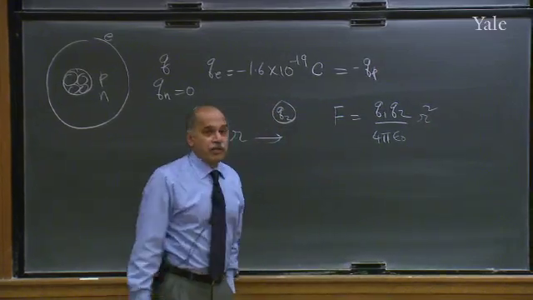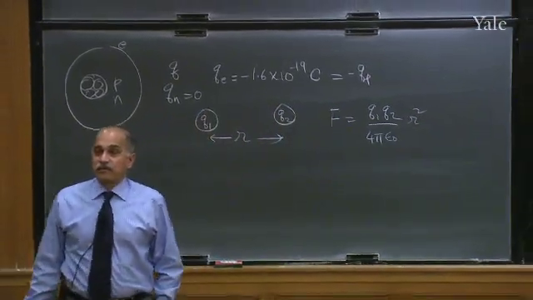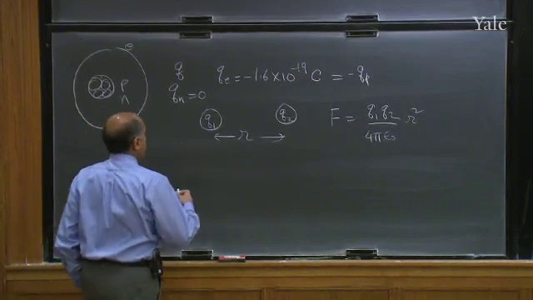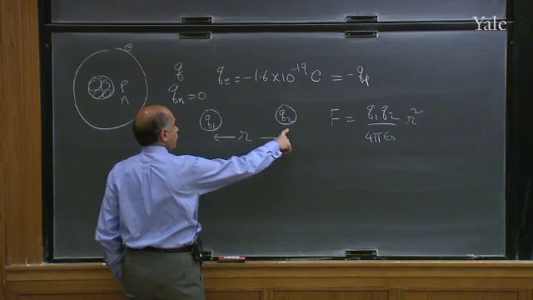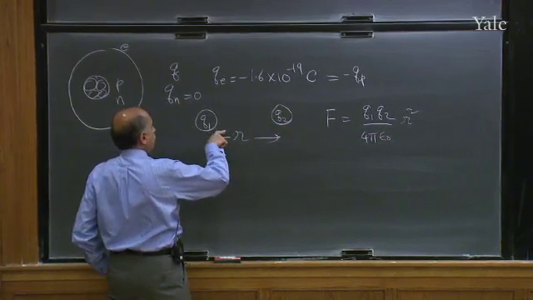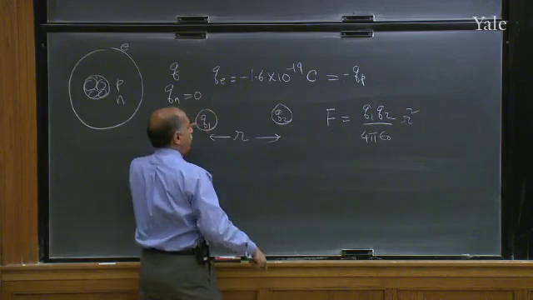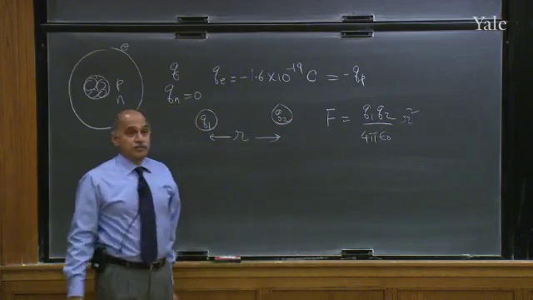I'm purposely not putting all the vector signs on F because it takes too long, but you all know what the answer is. Namely, if you want the force on 2 due to 1, it'll be repulsive if Q1 and Q2 are of the same sign and point in the direction joining them.